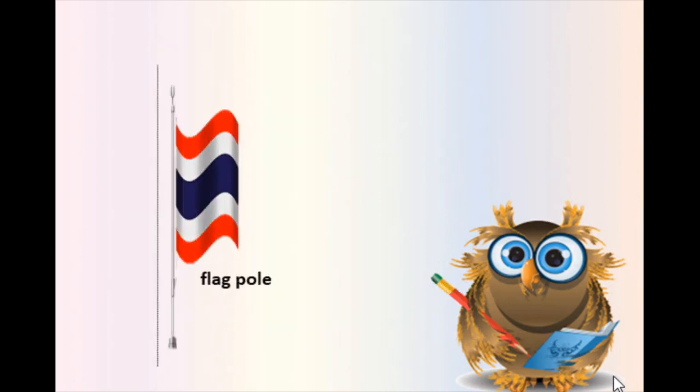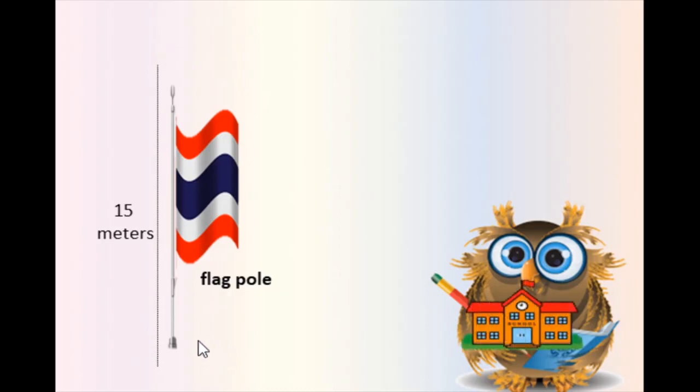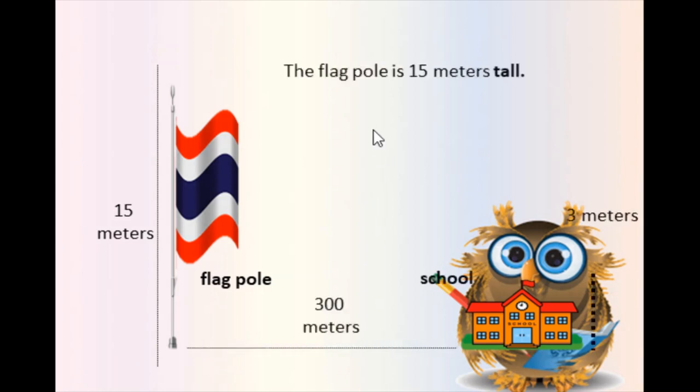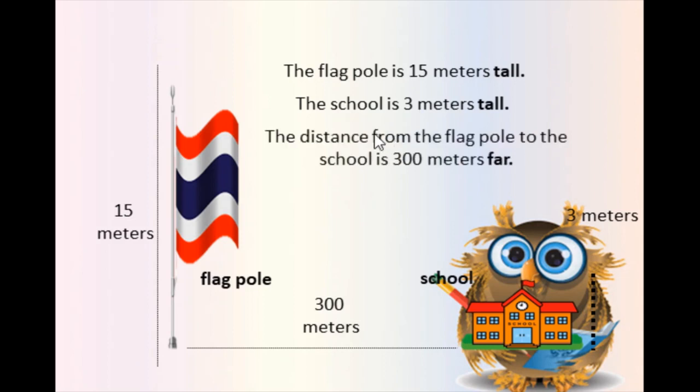And with regards to distances and heights, you measure from top to bottom to get the height, from here to there to get the distance, and you finally say the measurements. The flagpole is 15 meters long, the school is 3 meters tall, and the distance from the flagpole to the school is 300 meters far. Far because you tend to measure distance.